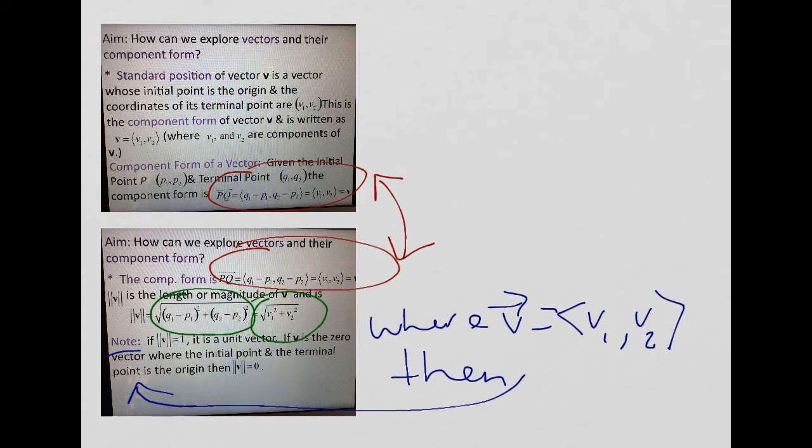All right, so the note here: if vector v is in component form, and you find that the magnitude of vector v is 1, we call that a unit vector. If vector v is the zero vector, where the initial point and terminal point is the origin, then the magnitude of vector v is 0. So again, if the initial and terminal point is the origin, it's called a zero vector, and it is at the origin. All right, I think we're ready to go for our examples.